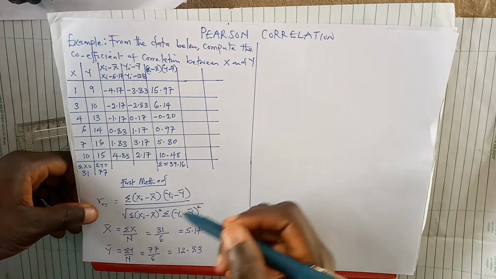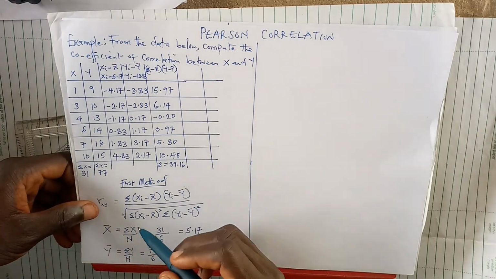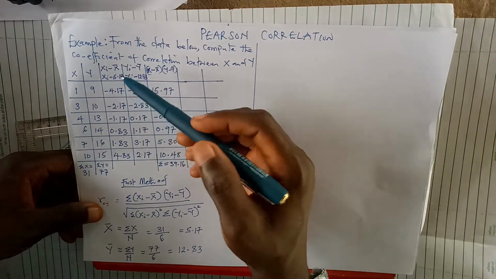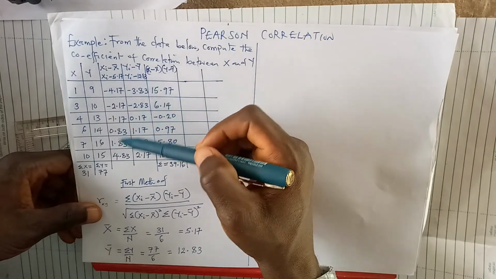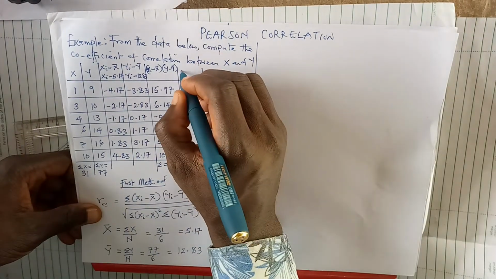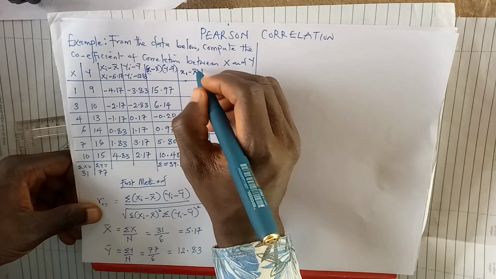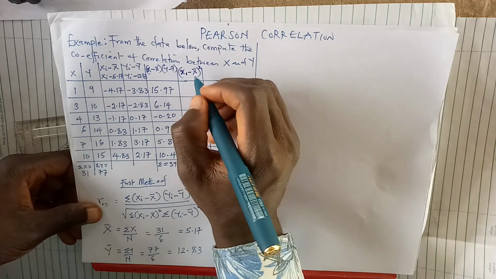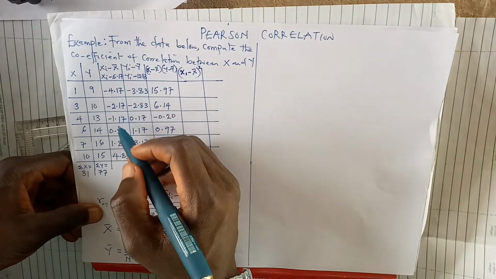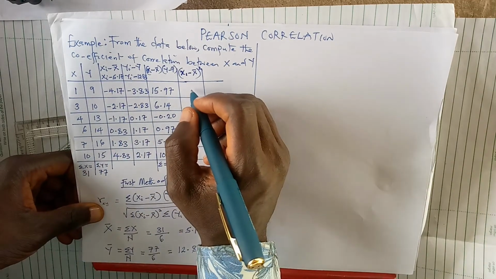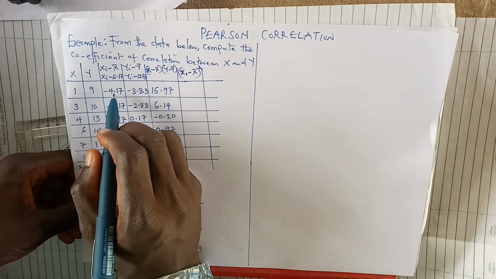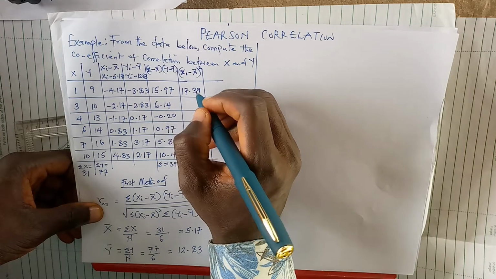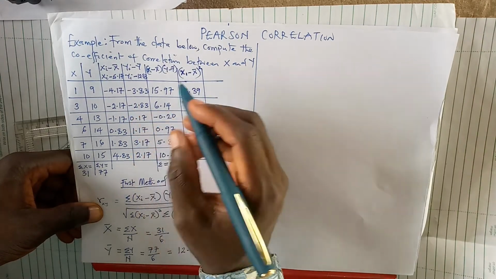Now we need to go back to the denominator. In the denominator part, we have the summation of x subscript i minus x bar, and this is our x minus x bar. This column of x minus x bar, we're going to square it, and we have xi minus x bar raised to power 2. Each value of this column here, we are going to square it, and that is going to give us exactly what we have here. So minus 4.17 squared will give us 17.39. Minus 2.17 squared will give us 4.71.